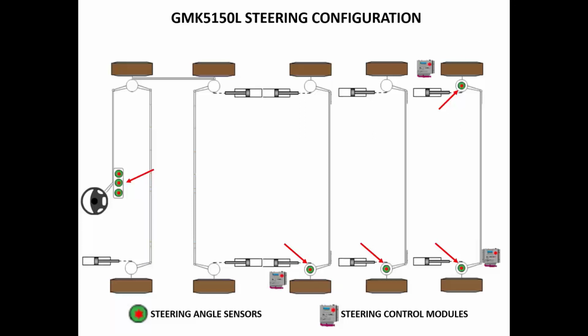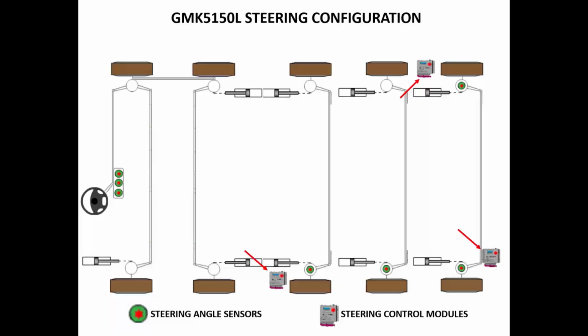This machine uses 3 control modules. Information from the steering angle sensors is relayed to these modules. We have a module on the left side between axles 2 and 3 known as the main control module. 1 module on the left side by axle 5 known as the backup module. And 1 module on the right side between axles 4 and 5 known as axle 4 module.